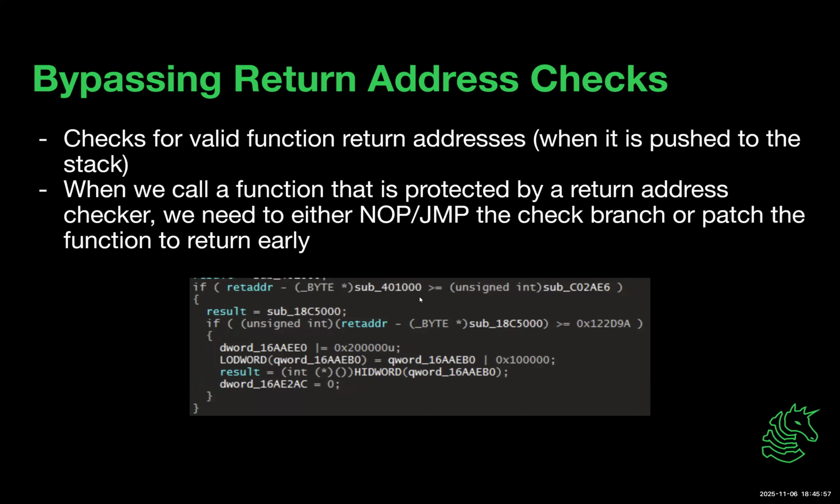This is some pseudocode extracted from Roblox. What they would do is check if their return address is where they would expect it to be. So, is the function that is calling this current function legitimate? Is it in our memory and not the DLL's memory? We can just bypass this by patching this and nopping this branch.